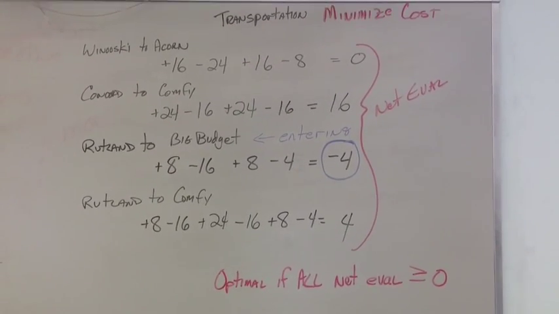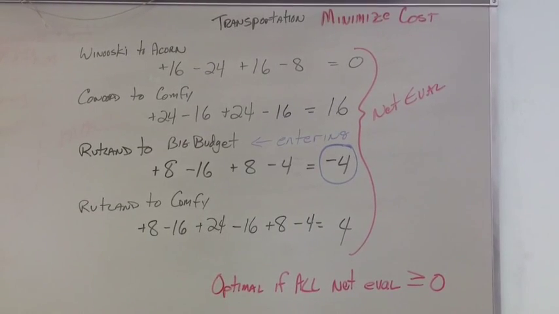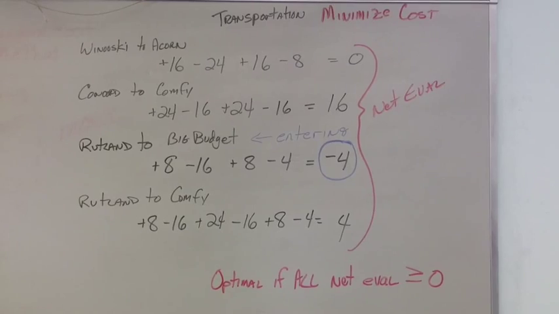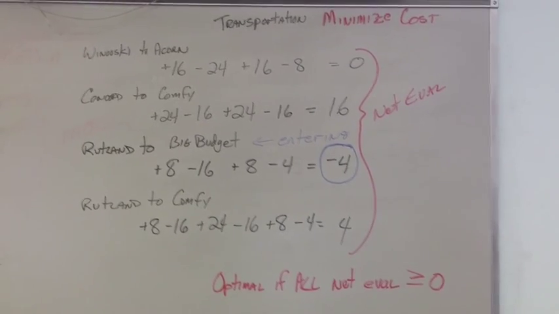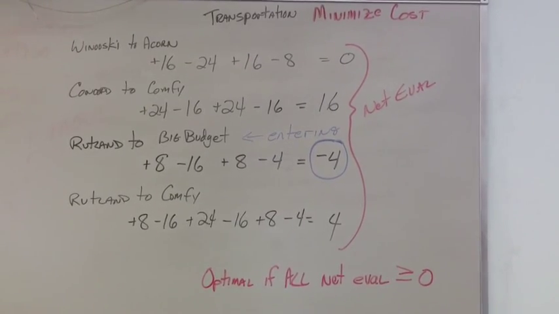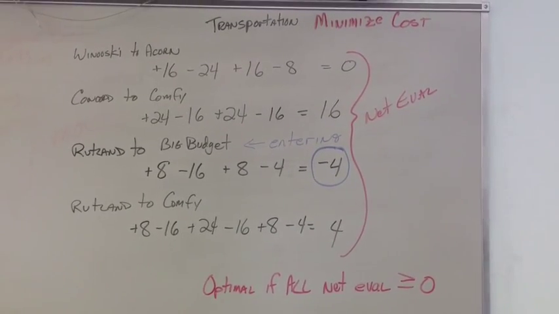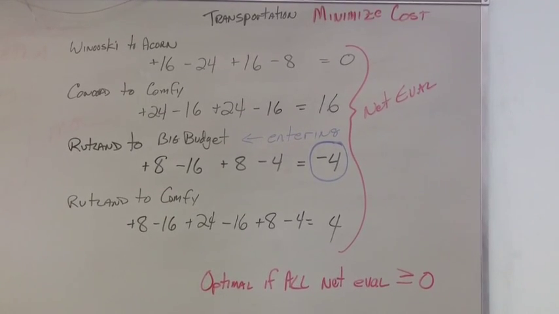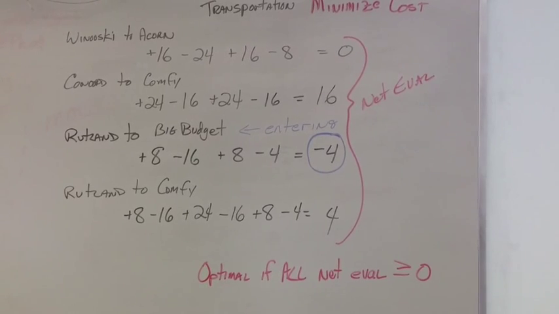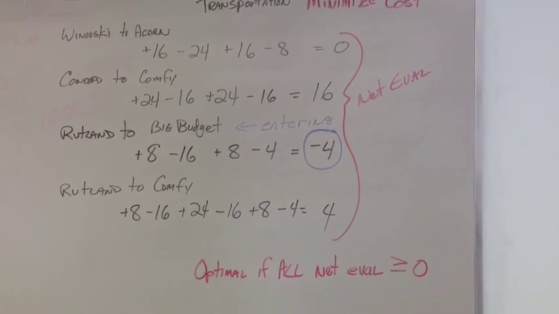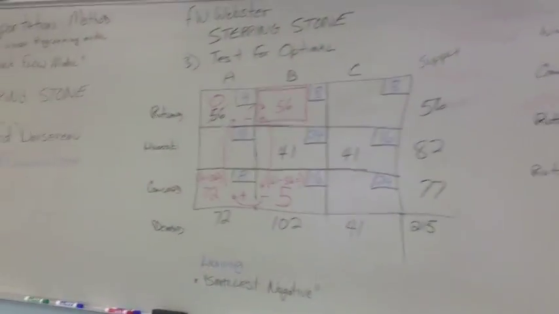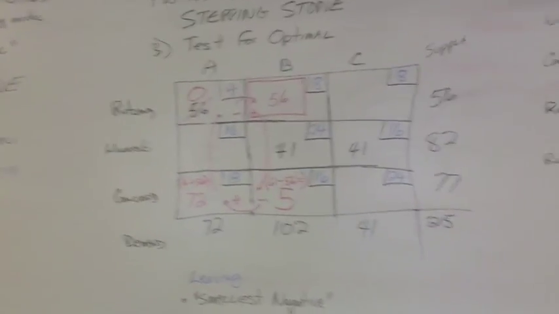And we know that for a minimum cost problem to be optimal, every number in our net evaluation row has to be greater than or equal to 0. We can see Rutland to Big Budget is a negative 4. So we know that we're not optimal, and that also tells us that that is the entering variable, that we're moving units from Rutland into Big Budget. So it looks like this on our chart.